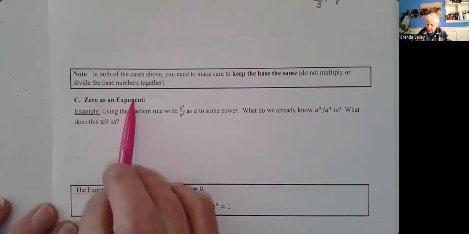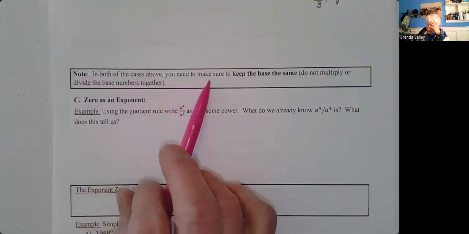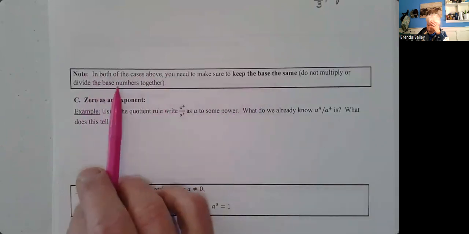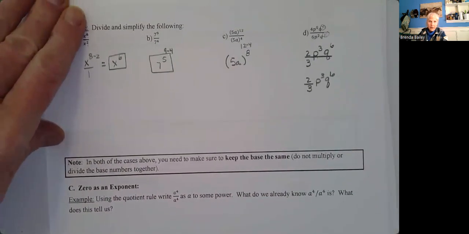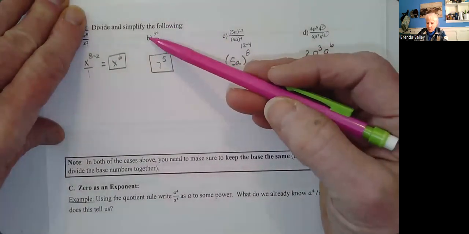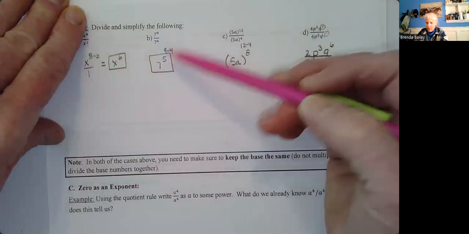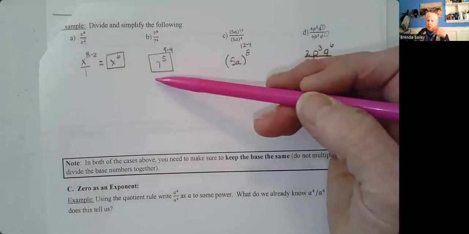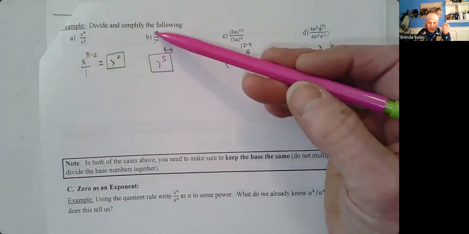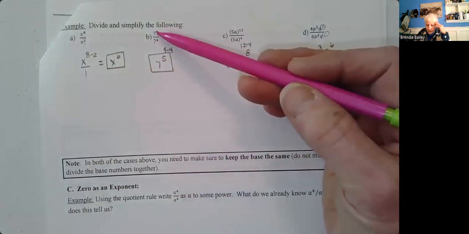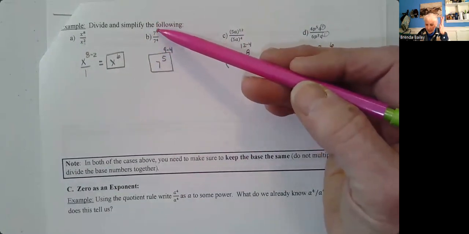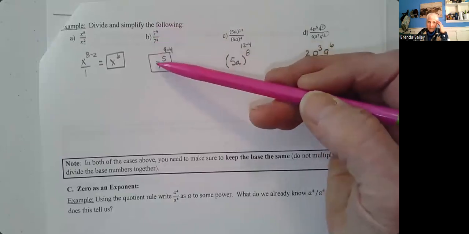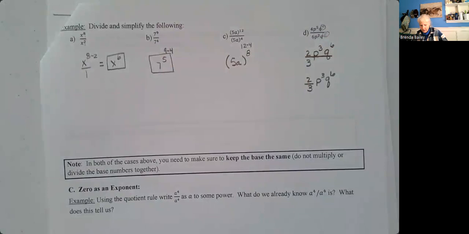As I was just reading this right here to see if I wanted to talk about it: in both of the cases above, you need to make sure to keep the base the same. Do not multiply or divide the base numbers together. And what they're talking about in this box is B with the 7 here. If you were multiplying, you wouldn't make it 49, and they're not going to cancel each other out. So you just keep it the same and subtract the exponents. So when you're dealing with the exponents, keep the base the same. That's kind of what that box means.